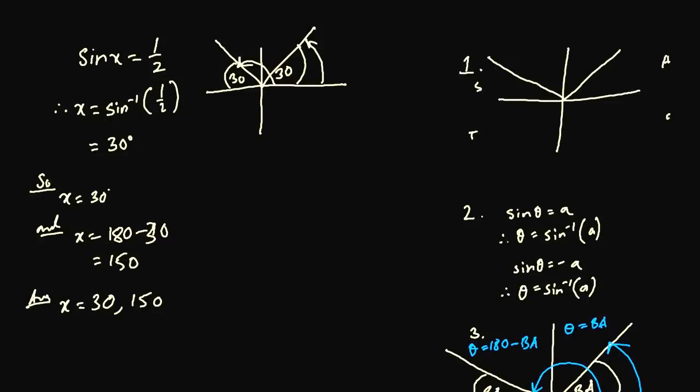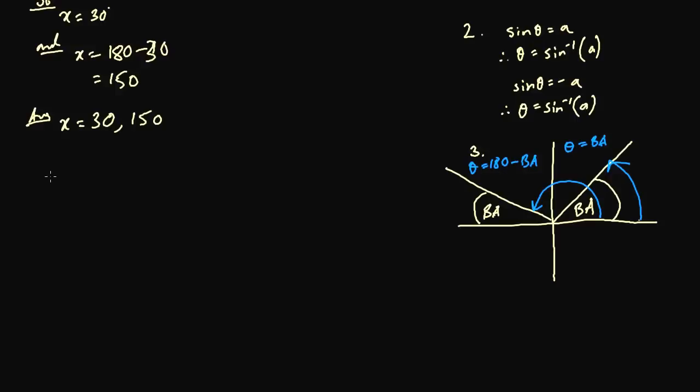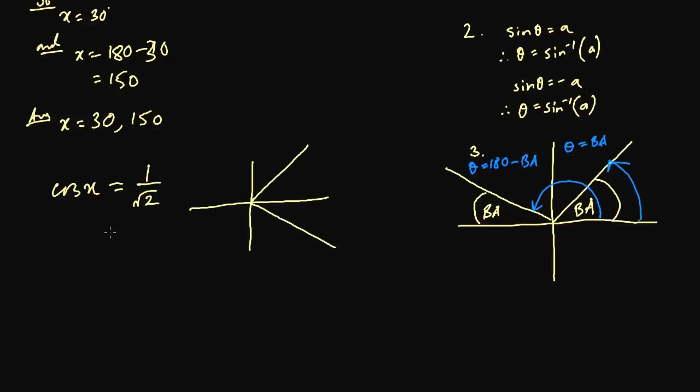Now let's do another sum where we have cos x. Cos x equals 1 by square root 2. We need cos positive. So first you take the quadrant CAST. So all positive would be in the first quadrant, and cos positive would be in the fourth quadrant. So now we find the basic angle. Step 2: cos inverse of 1 by square root 2 is going to be 45 degrees.